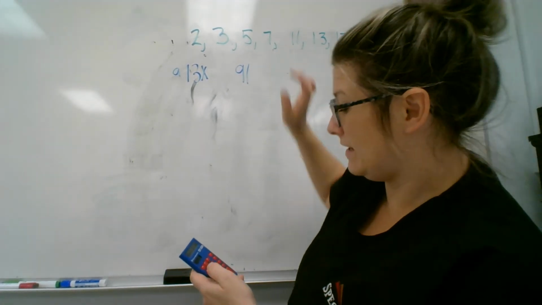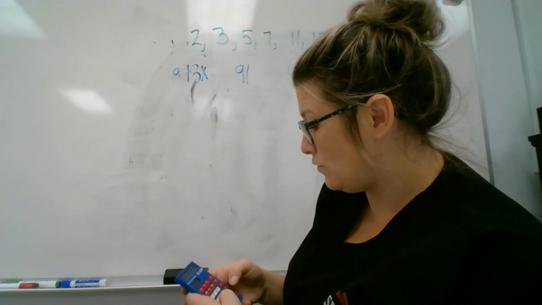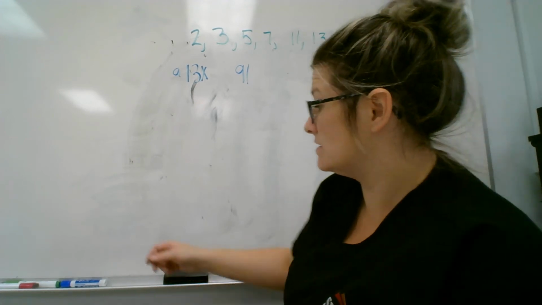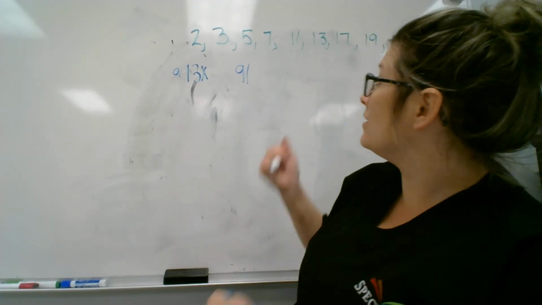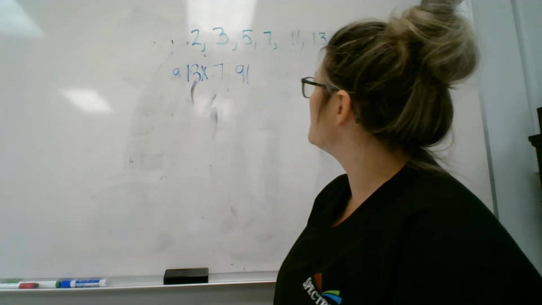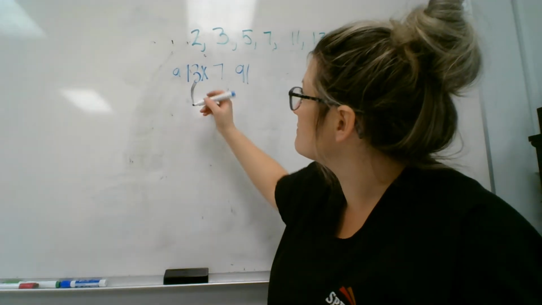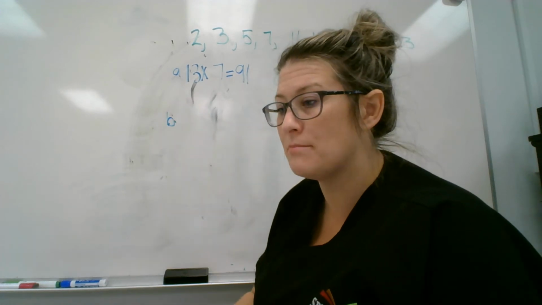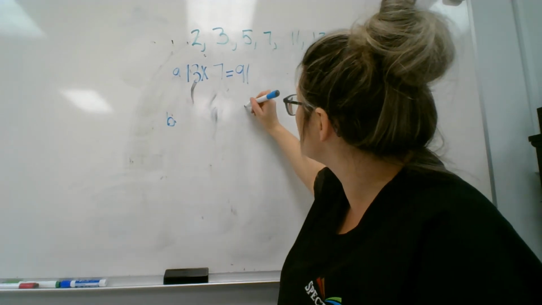All right, I'm going to go back here. I'm sorry. 91 divided by 7 equals 13. So 13 times 7 equals 91. Problem B. Let's find the prime numbers for 95.